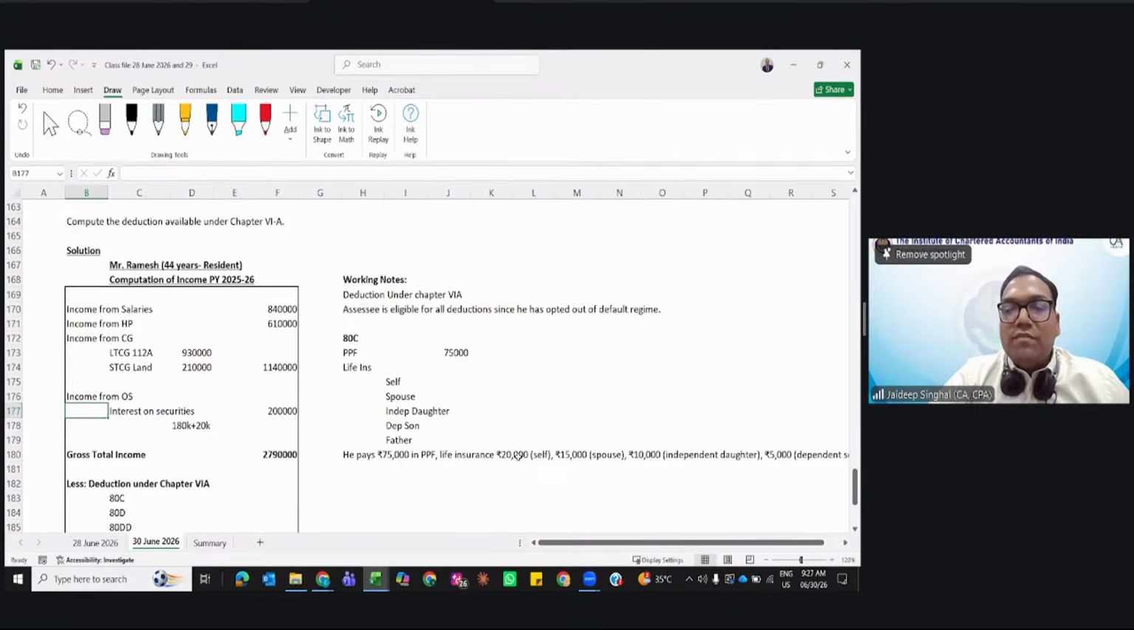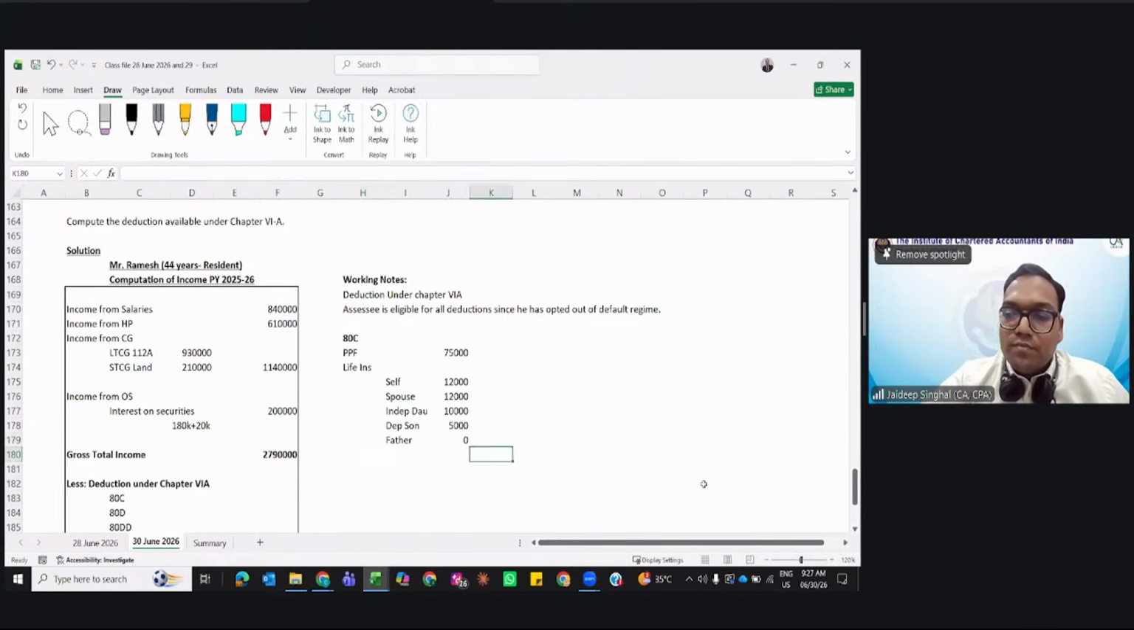Now they have paid for self 20,000, but 10% of 1,20,000 is 12,000, the limit. How much will be allowed? 12,000 will be allowed. Calculate it here, 1,20,000 into 10%. Again for spouse, 12 or 15, whichever is lower, 12 is allowed. For independent daughter, 10,000 or 12,000, whichever is lower, 10,000. For dependent son, 5,000. For father, it's not allowed, 0.